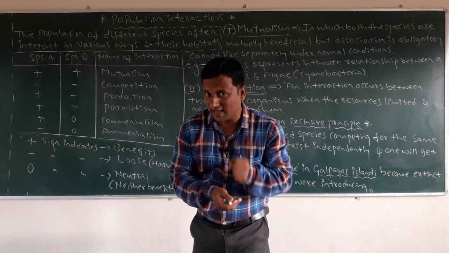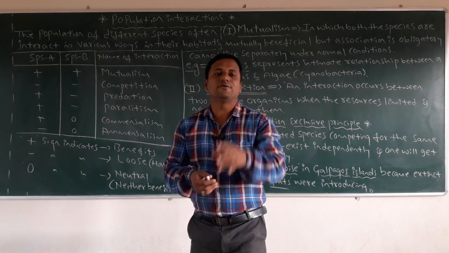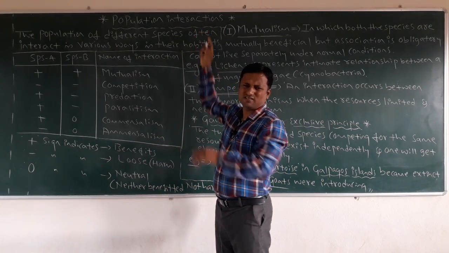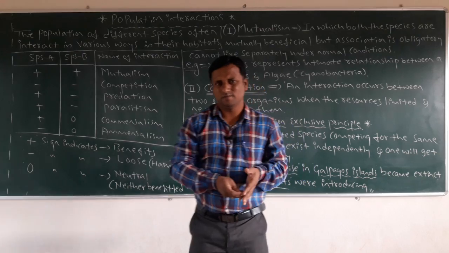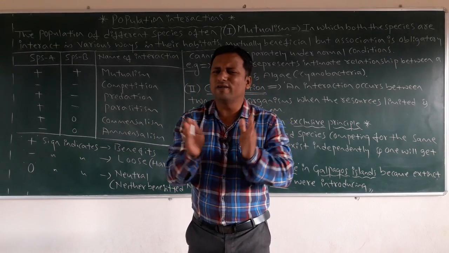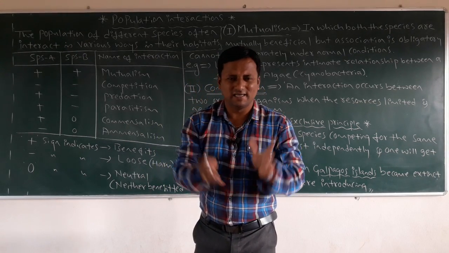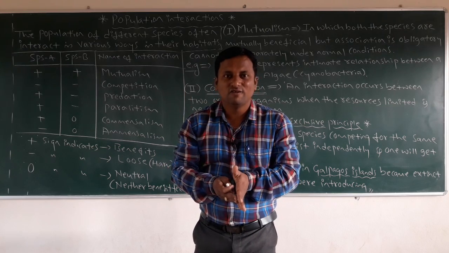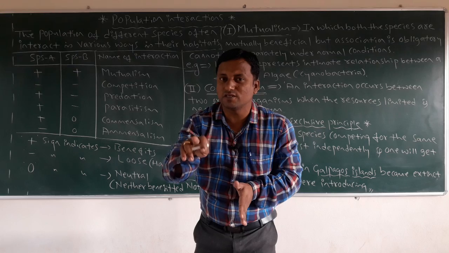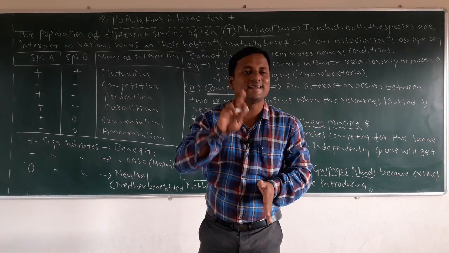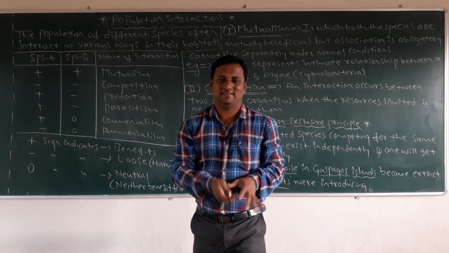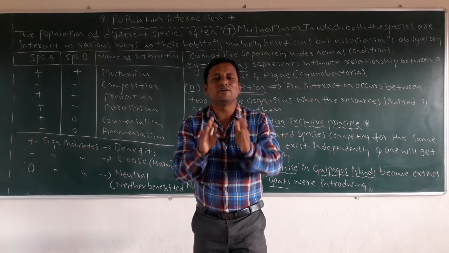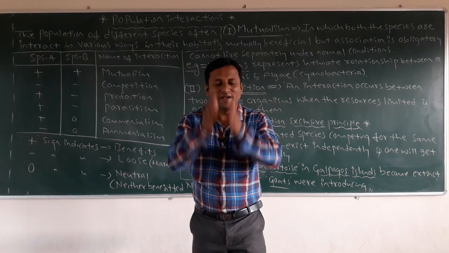Based on these ideas, we are going to discuss population interactions, because there are different species. All species coexist independently, but when any resource is there, for that resource they must interact with one another. So this is the way we say that the interaction between organisms is called population interaction.